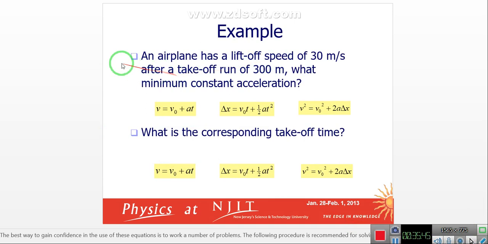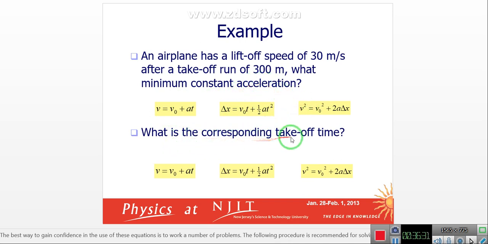So now this is the example: an airplane has a lift-off speed of 30 meters per second after a takeoff run of 300 meters. What minimum constant acceleration is needed? Here vf is 30, vi is 0, and you have s or x. What do you want? Constant acceleration. You can use any of these equations to find the acceleration.